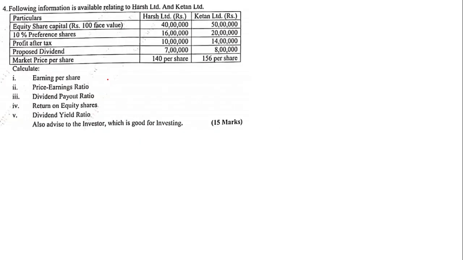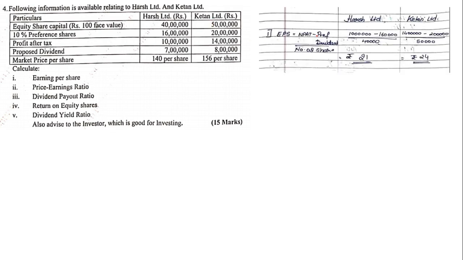Okay, next was question number 4. This was based on ratio analysis. They're giving you equity, preference, profit after tax, proposed dividend and market price, and they're asking us to find number 1, earning per share, for Harsh Limited and Ketan.